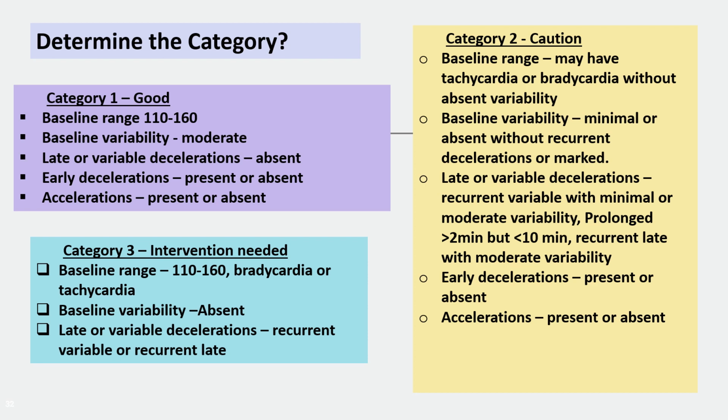So that's an example. Some category 2s will fluctuate back into category 1 once you do your interventions. So it's a variety of things. And you can see there, I'm not going to ask you what constitutes a category 2. I'm not going to make you memorize that, but just know the idea that category 1s are reassuring, category 3s need intervention and delivery most likely, and category 2s require increased surveillance.